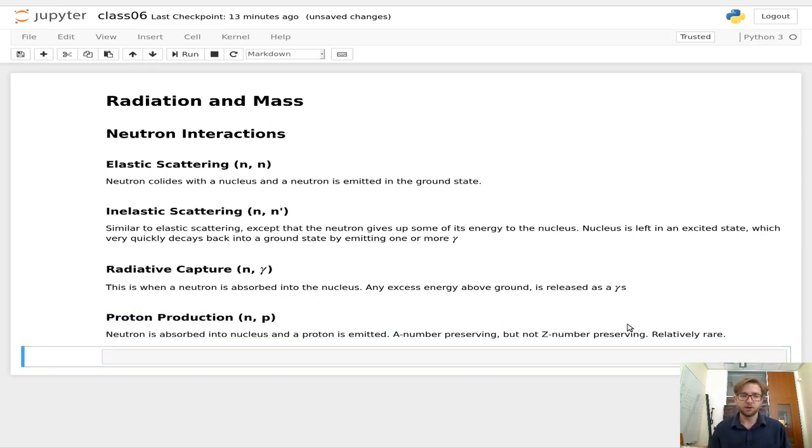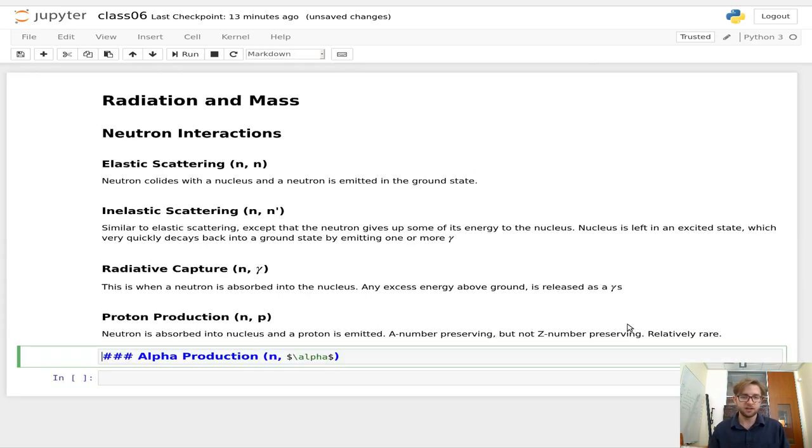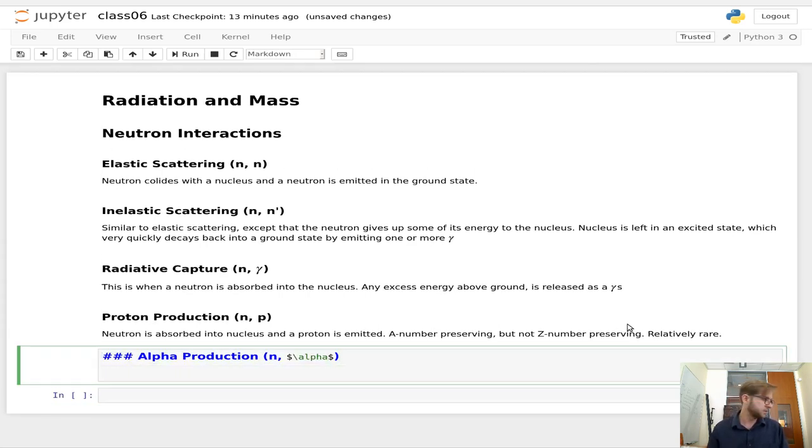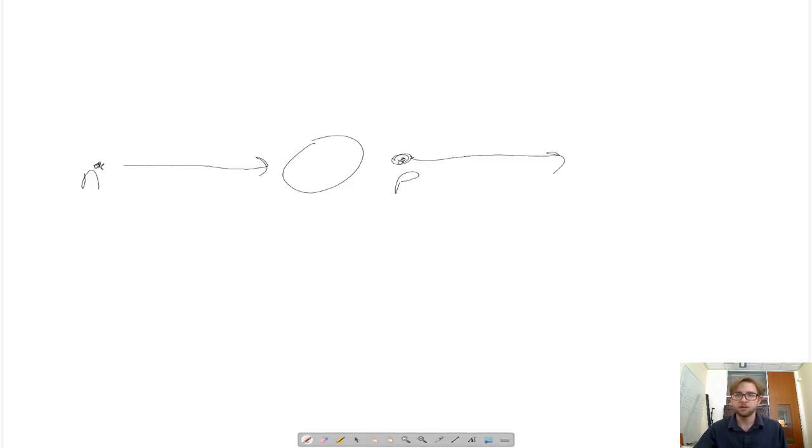All right, so moving right along, we have alpha production, which, as you might have guessed, is when a neutron comes in and an alpha particle, that's the helium-4 nucleus, is emitted. So going back to the board, we can draw this.